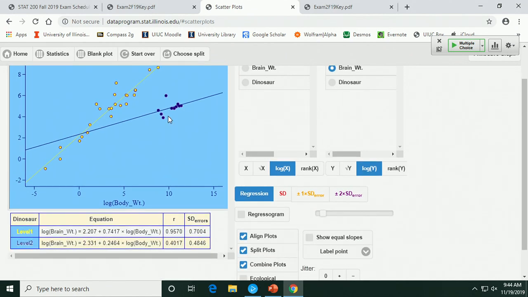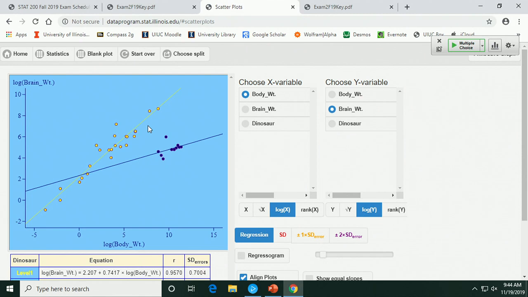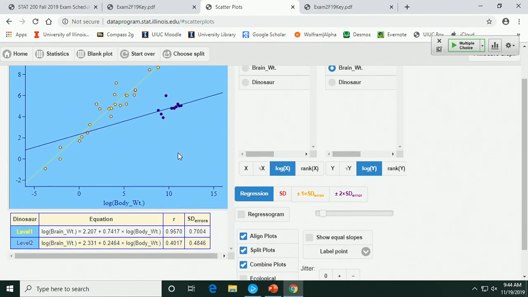Now, it looks like we should include an interaction term, right? Because the slopes are different. But interaction terms are kind of complicated. Let's just see. These dinosaurs are all sort of in a clump. This isn't fitting them very well. What if we force them to have the same slopes? Let's try that. Show equal slopes.